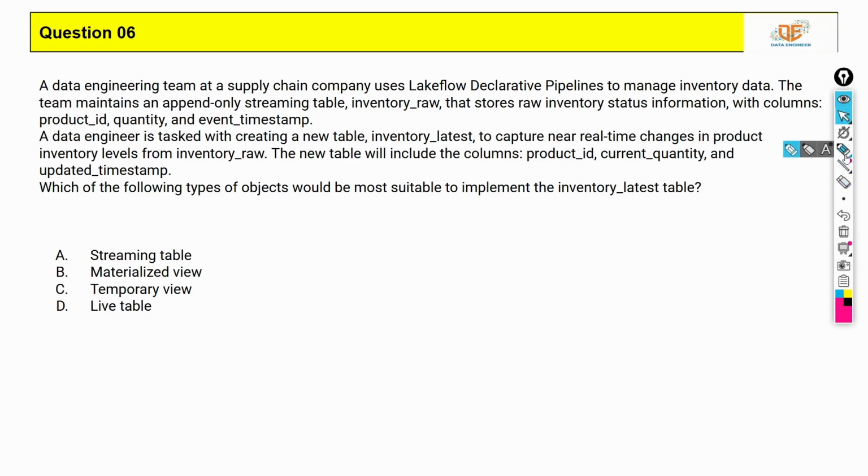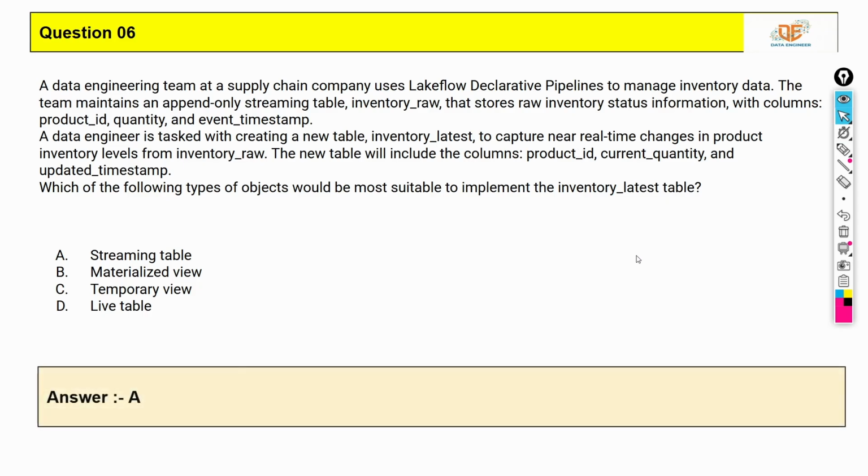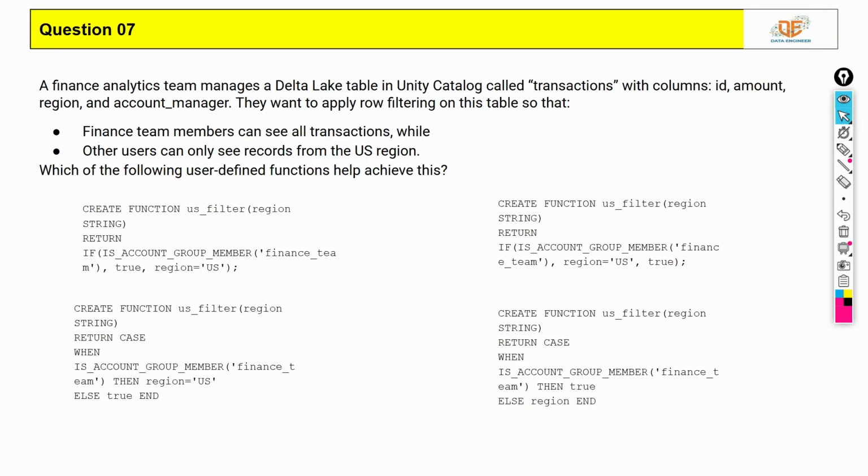Basically, just understand the key points. They are using an LDP. The team maintains an append-only streaming table with these columns. A data engineer has to create a new table, inventory latest, to capture the real-time changes. For real-time changes, we have to select a streaming table. Materialized view we cannot select, a temporary view we cannot, and live table is not there. So we can just select a streaming table.